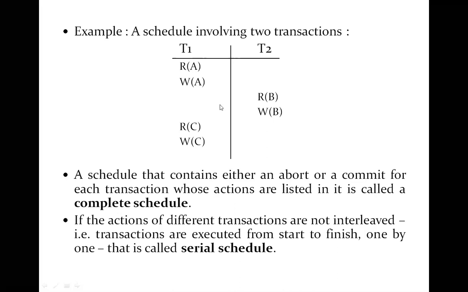Now, as we see, in this particular schedule we don't have any abort or commit action for either of the transactions. So we can define that a schedule that contains either an abort or a commit for each transaction whose actions are listed in it is called a complete schedule. But this is not a complete schedule because no abort or commit action has been shown. And if the actions of the different transactions are not interleaved, the transactions are executed from start to finish, one by one. So this is an example of a serial schedule.